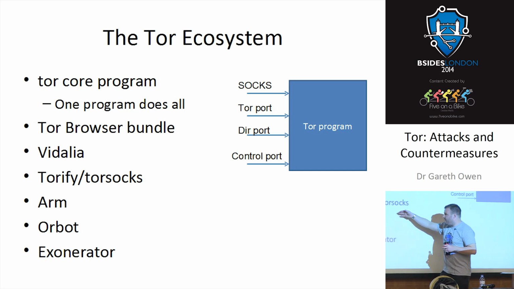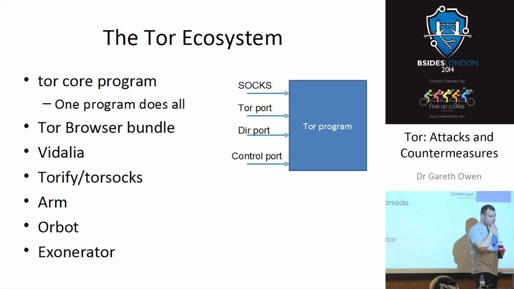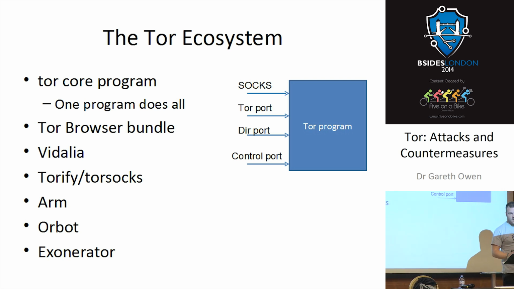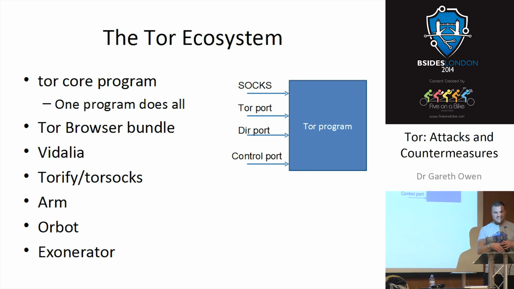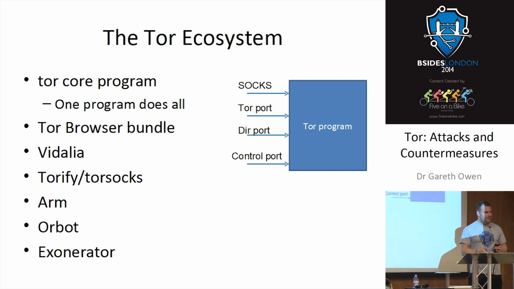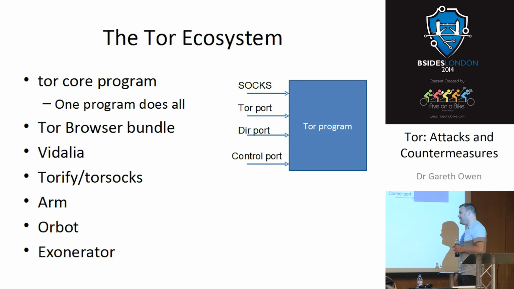ARM is just a command line version of Vidalia, so an administration tool for relays and so on. Orbot is an Android client for Tor, so you can download that off the Android marketplace. You can make all of your traffic anonymous coming from your Android phone. You can browse the web anonymously and so on.